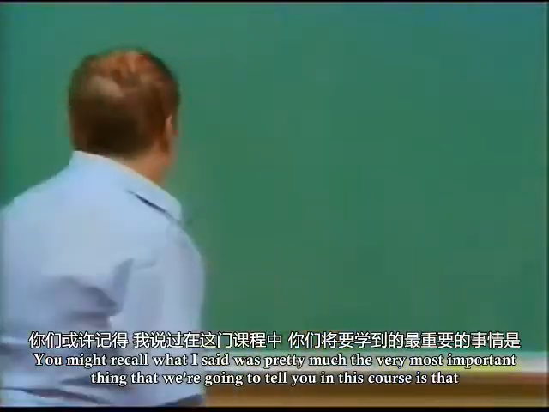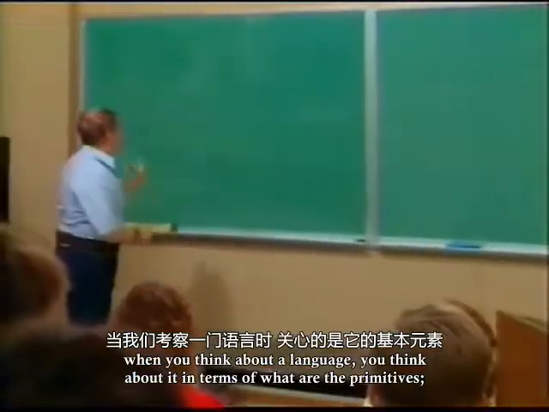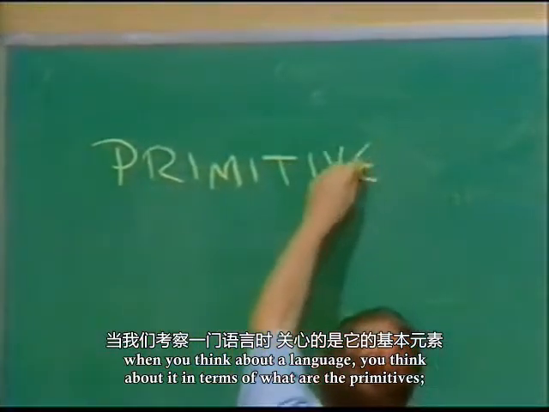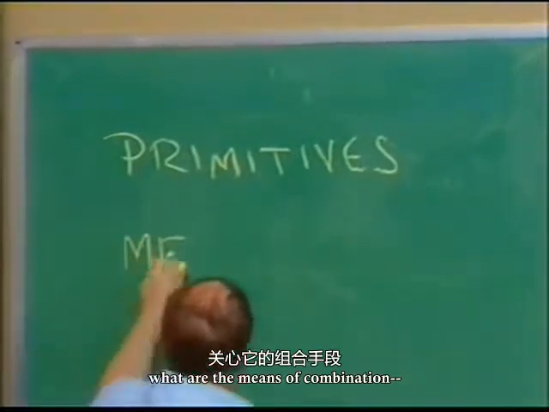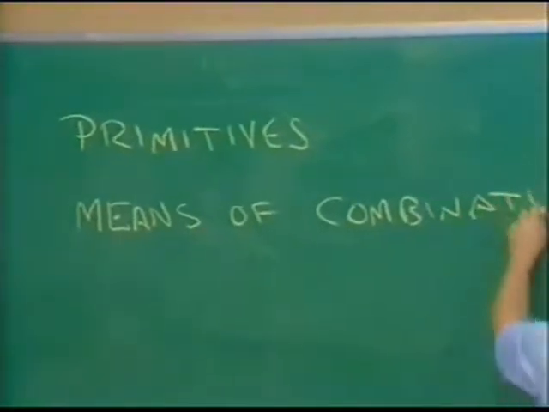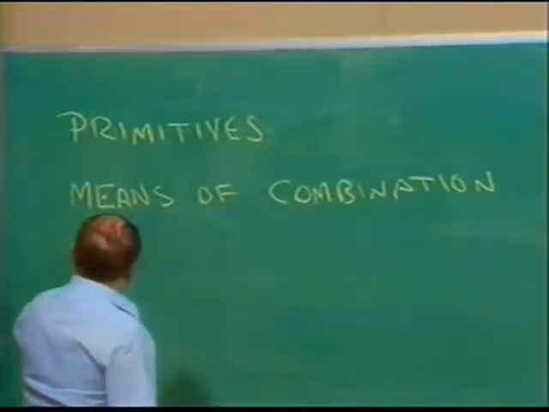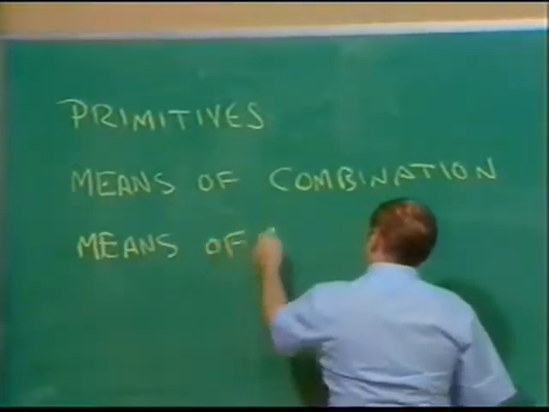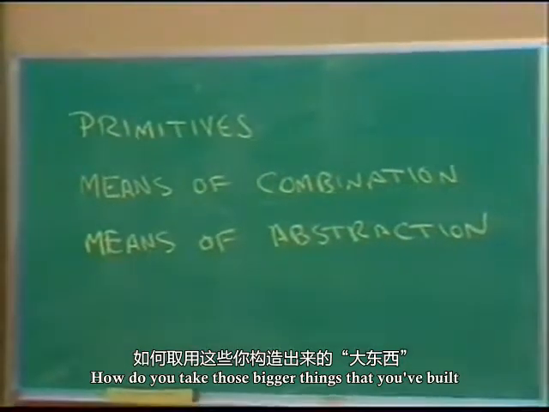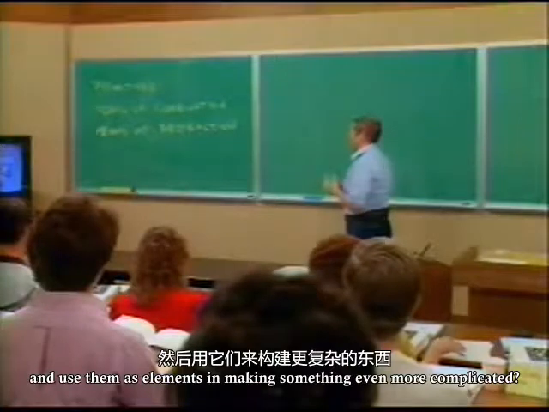You might recall what I said was pretty much the very most important thing that we're going to tell you in this course is that when you think about a language, you think about it in terms of what are the primitives, what are the means of combination, and what are the things that allow you to build bigger things, and then what are the means of abstraction. How do you take those bigger things that you've built and put black boxes around them and use them as elements in making something even more complicated?